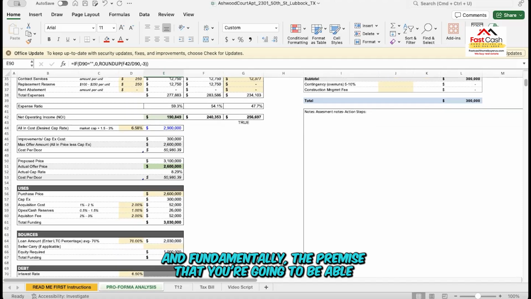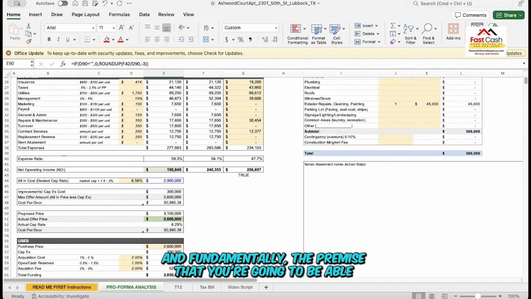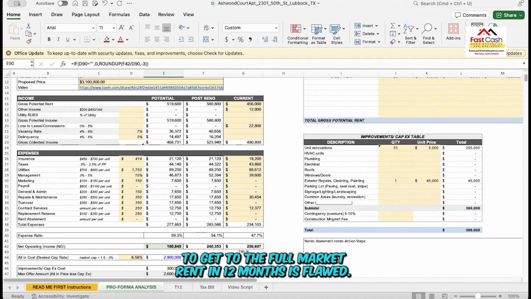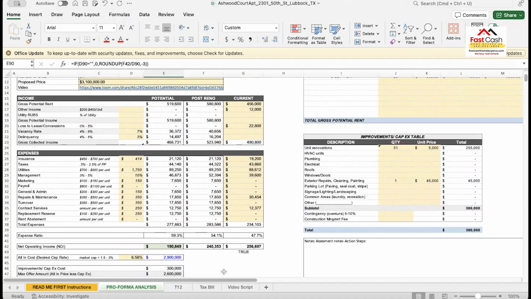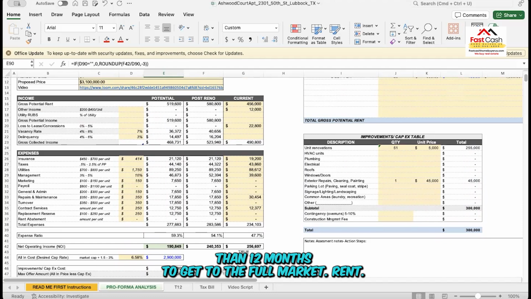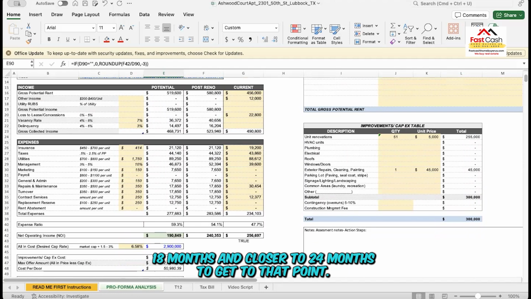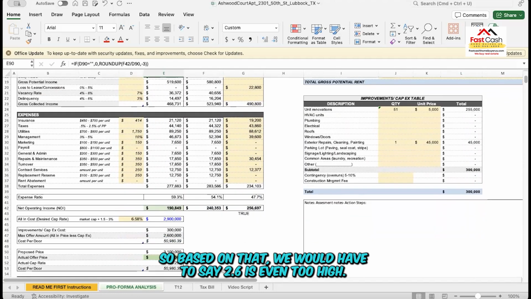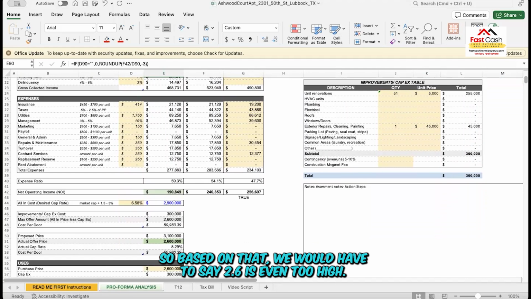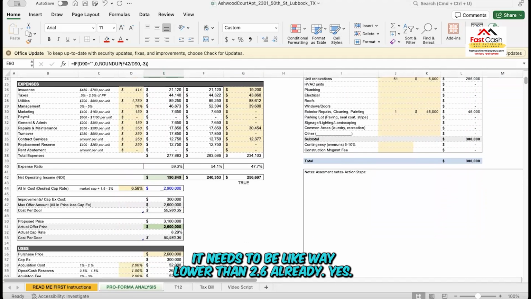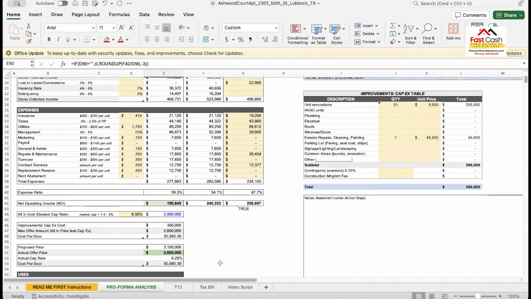And fundamentally, the premise that you're going to be able to get to the full market rent in 12 months is flawed. It's going to take far longer than 12 months to get to the full market rent. I would conservatively say that it's going to take at least 18 months and closer to 24 months to get to that point. So based on that, we would have to say 2.6 is even too high. It needs to be way lower than 2.6. Oh, really? Yes.